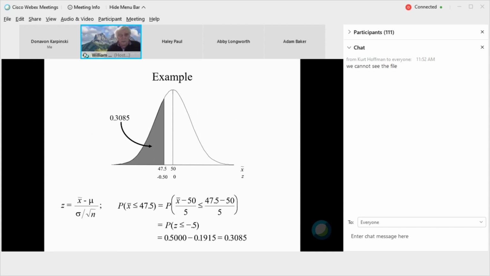The other question was, what's the probability X bar is less than or equal to 47.5? When you standardize, 47.5 becomes -0.5, and that can be looked up in the table. The chance of that is 30.85%.